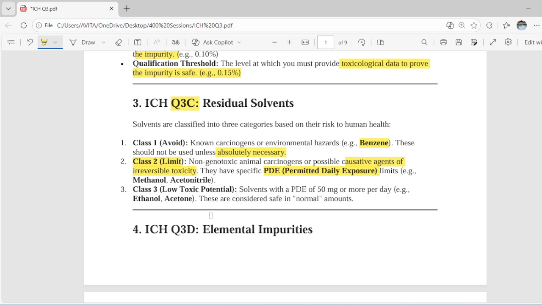Then we have class 3 solvents. These have low toxic potential, like solvents with a PDE of 50 mg or more per day. Examples are ethanol and acetone. These are considered safe in normal amounts.